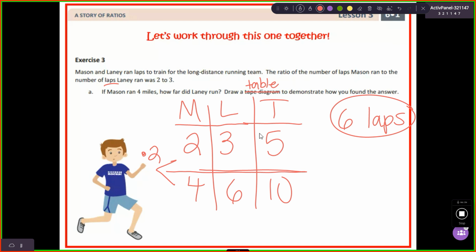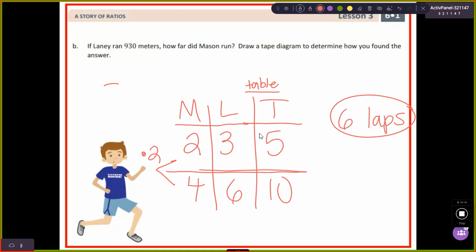So let's go to letter B. We're still talking about Mason and Laney. Now, I'm only erasing because we're now on a different problem, right? Am I erasing my table? Should you be erasing your table? Okay, I'm just making sure.